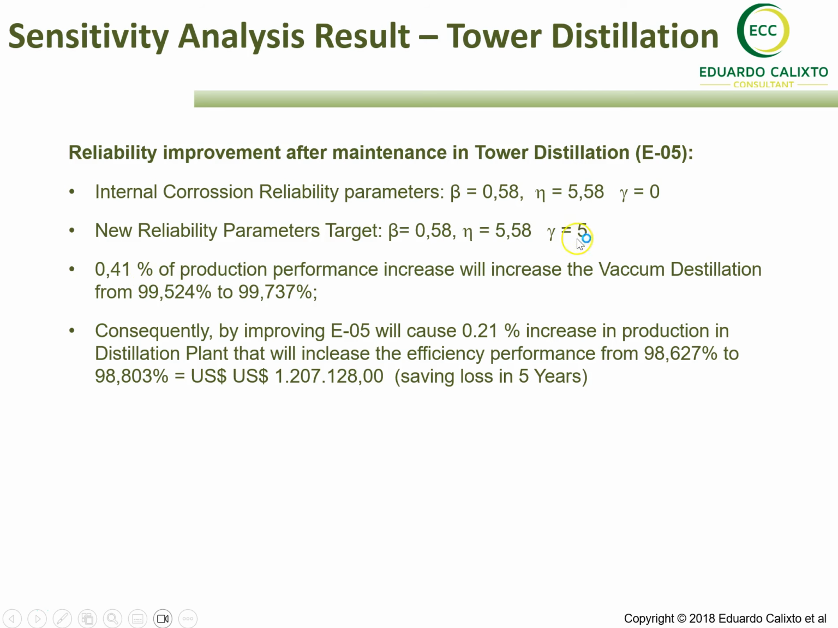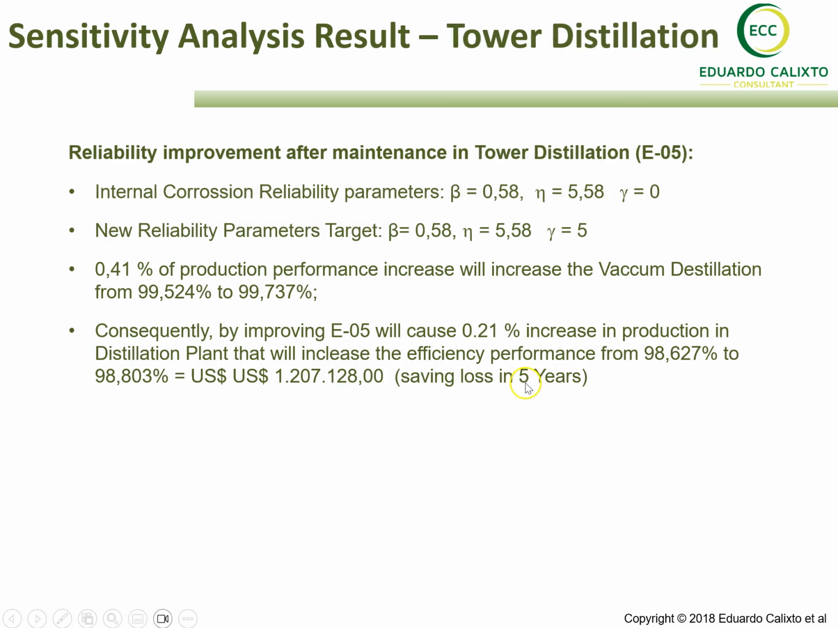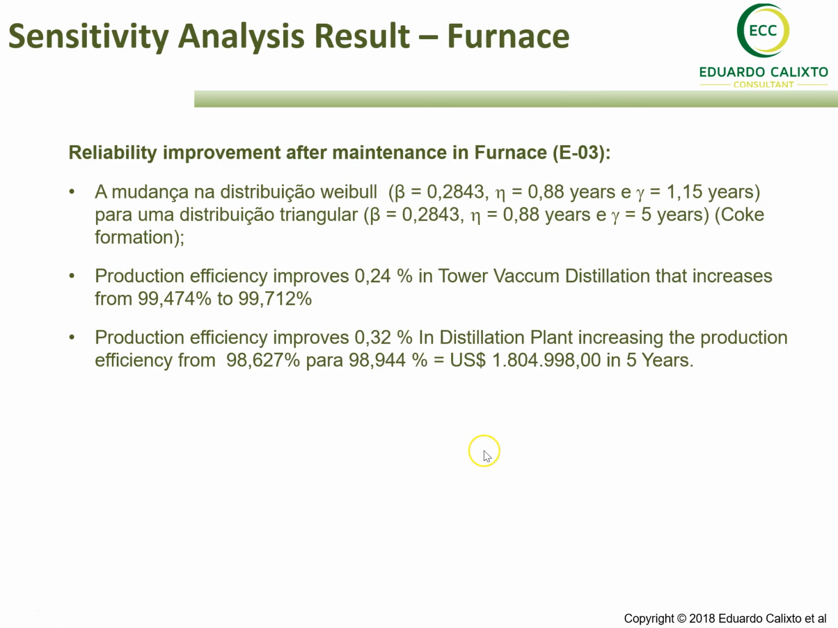And then in this tower, the production efficiency will improve from 99.524 to 99.737, and then we have a 0.21% increase in production in distillation. So we increase from 98.726 to 98.803. So again, 1,200,000 in saved losses.